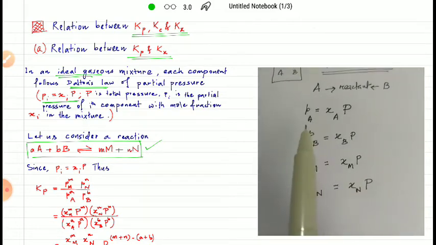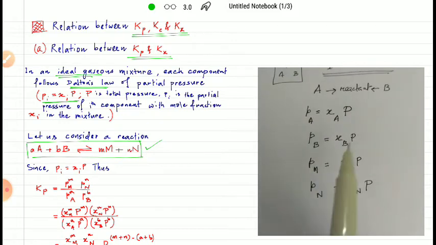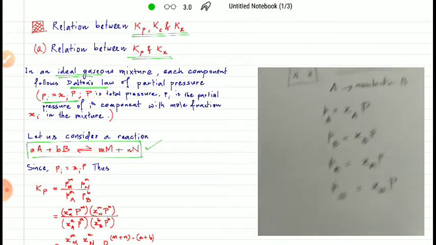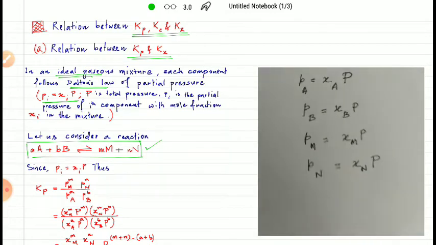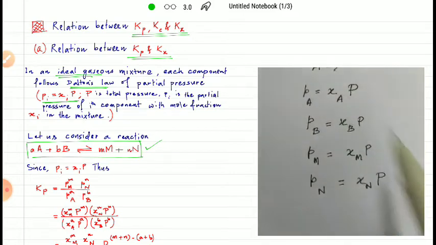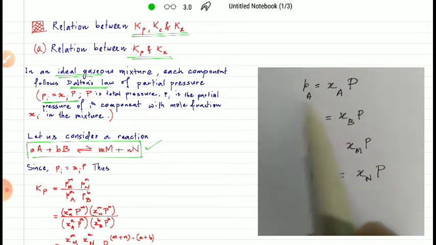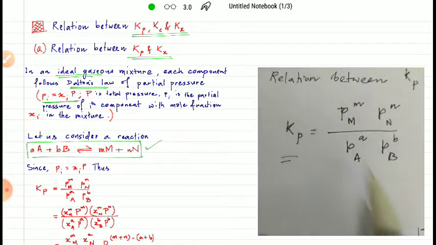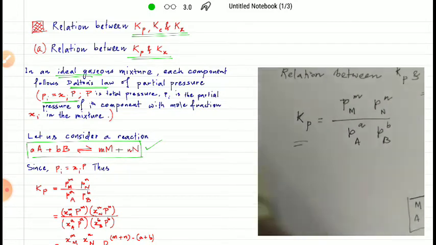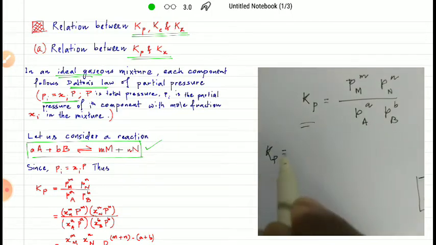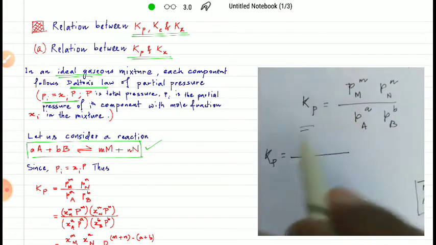We can calculate the partial pressure of each component by using Dalton's law. So we have this value now. What we can do is put the values of pA, pB, pM and pN in this relation. So let us substitute these values. It will be Kp is equal to, so pM is equal to what?